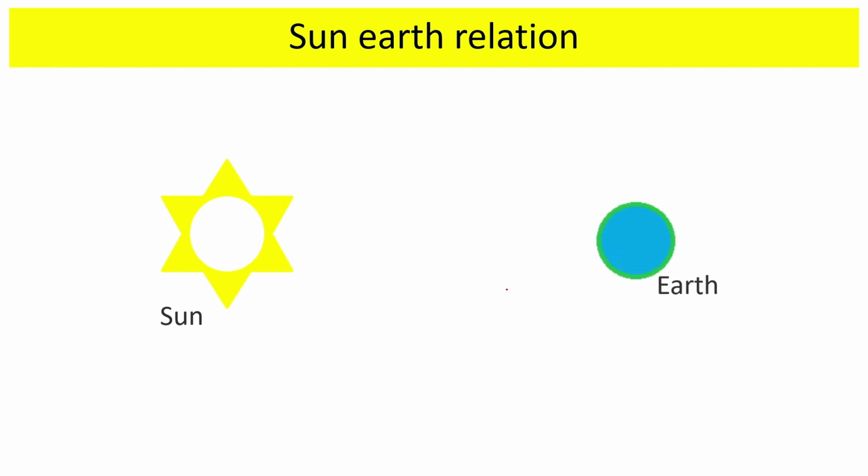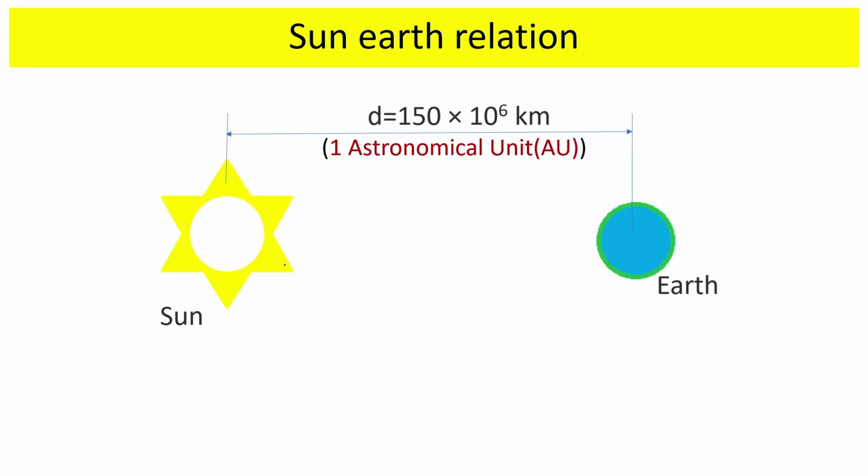This is sun, this is earth, right? Let's see the mean distance, as the distance between the sun and the earth is not fixed. We will take here the mean distance, right? So the mean distance between the sun and earth we called 1 astronomical unit, right? And its value is 150 into 10 to the power 6 kilometer, or we also call it 150 million kilometer. 10 to the power 6 is million, right?